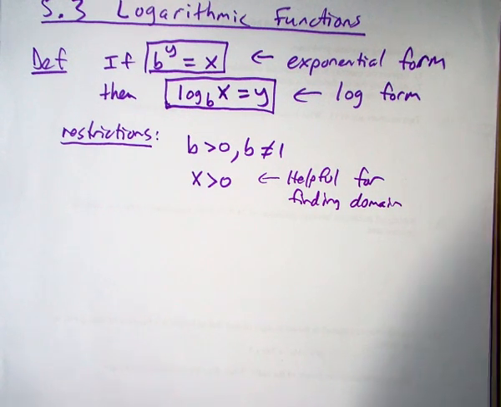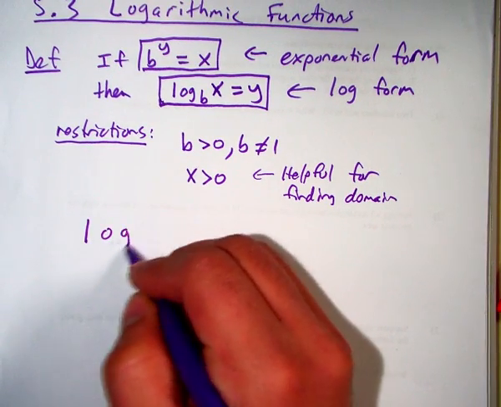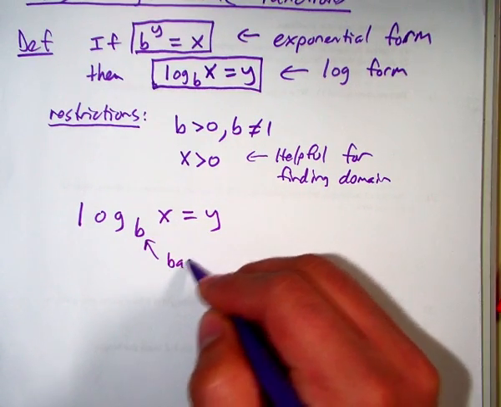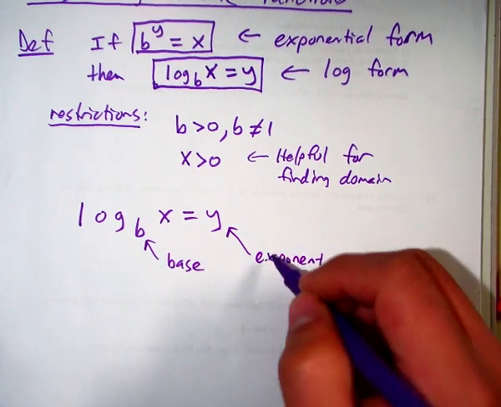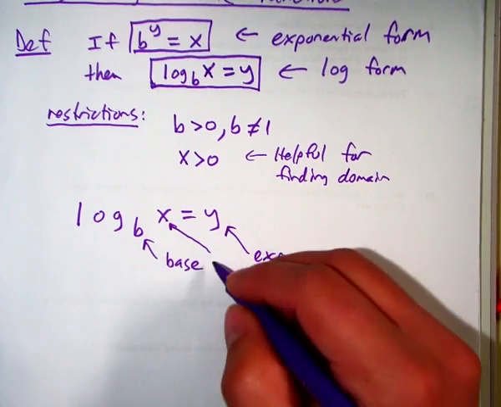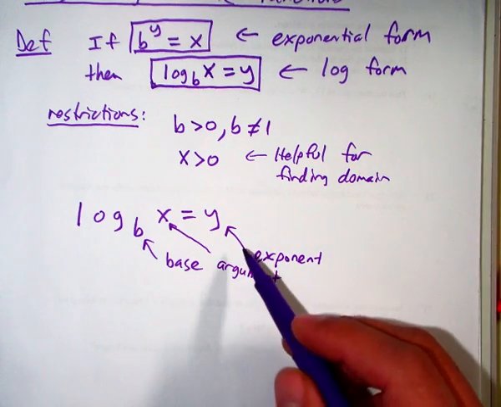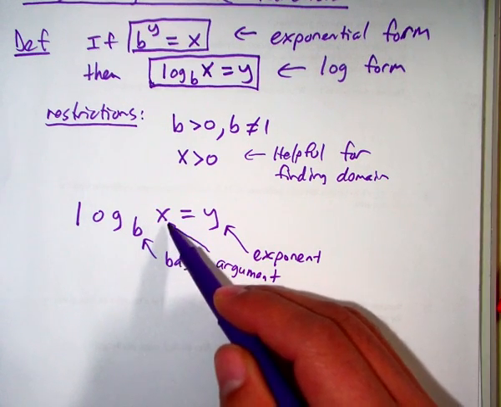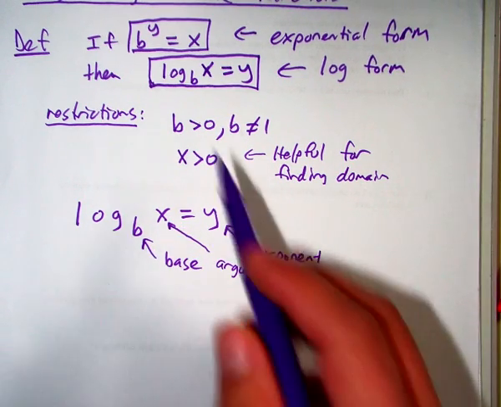Okay, so now as far as the parts, let's look again at log base b of x equals y. This is the base. This is the exponent. And the fancy word for the number or expression that's inside of the log is argument. The argument can never be a negative number or 0. So that's how you would find the domain if that presented itself. Okay, so this is the definition for a log.